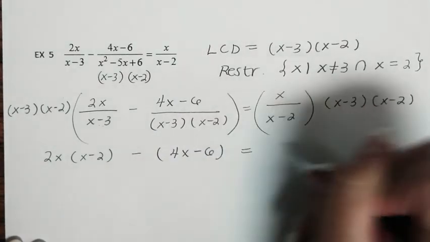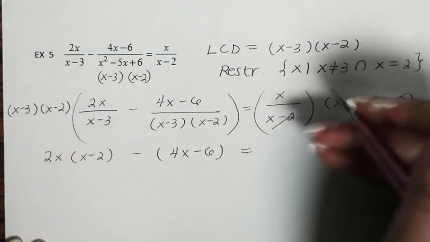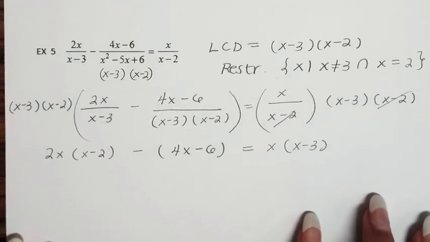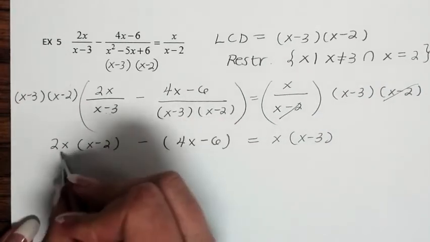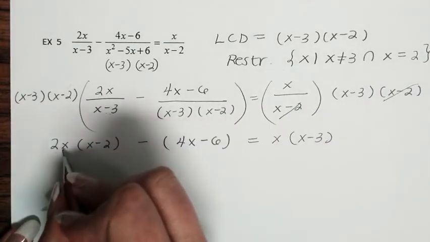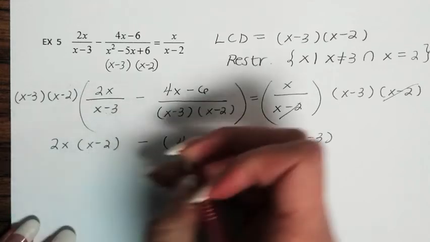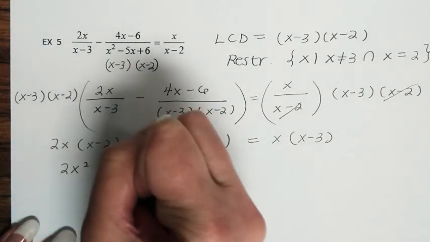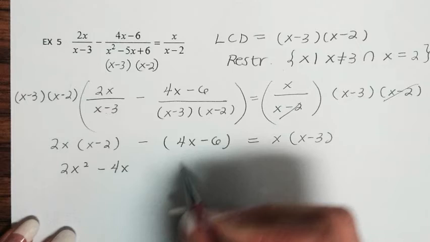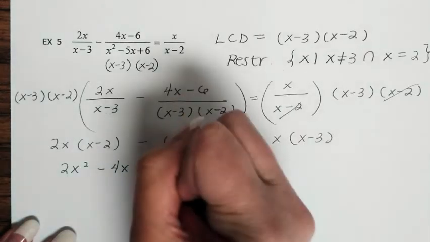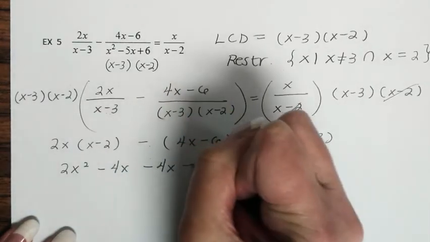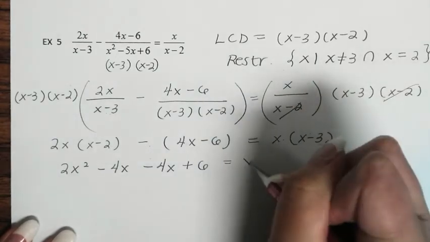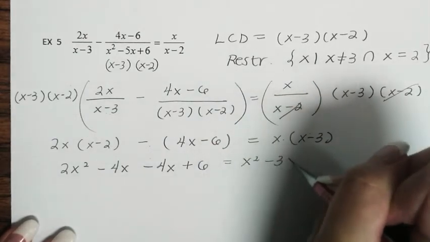Okay, and this is going to be equal, and these two they cancel, so you have x times x minus 3. After that, we distribute each one of the terms depending on what we have. For example, here we have the 2x times x minus 2, so you have 2x squared minus 4x, and then here you need to distribute the negative here and here, so you have negative 4x plus 6, and then you have that this is equal to x squared minus 3x.